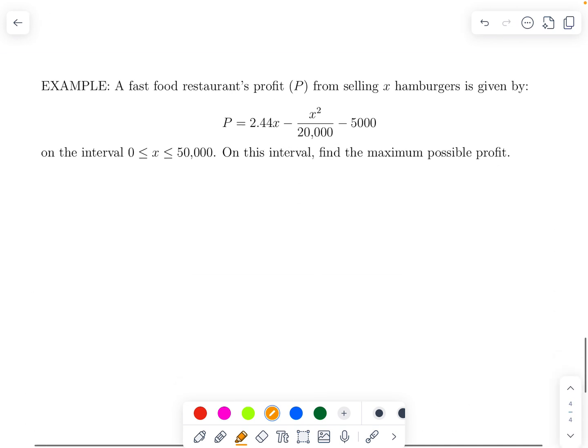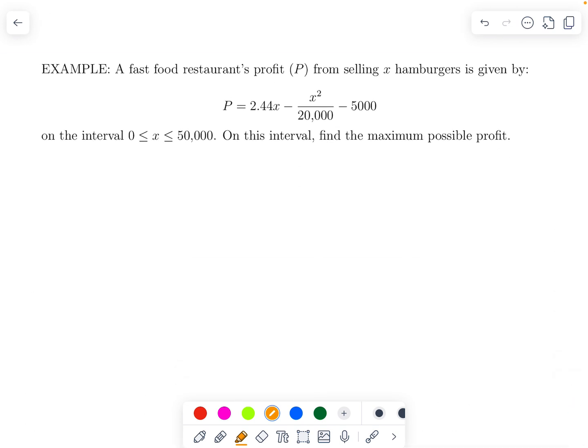Let's do an example of this, and we'll do it as a word problem. So I took this out of the textbook. A fast food restaurant's profit from selling x hamburgers is given by this formula. So, there are various factors involved that obviously you're going to make more profit if you sell hamburgers, but at a certain point, maybe you're not. Maybe there's going to be a problem and it's too expensive. So we want to maximize profit. So to find an absolute maximum, and we're doing this where x is assumed to be between 0 and 50,000. So this is our closed interval. And we have a polynomial, so it's a nice continuous function.